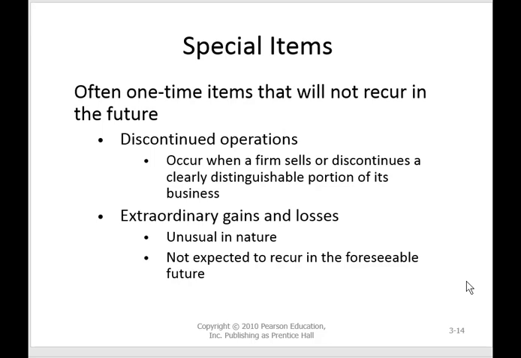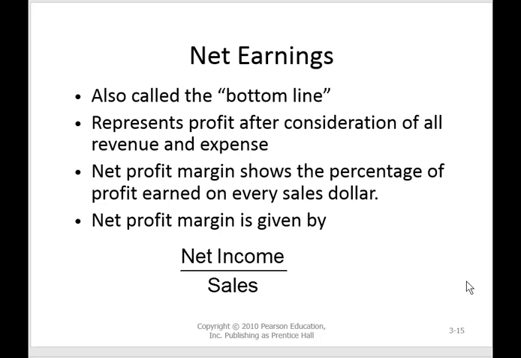We already mentioned things like special items, special line items, discontinued operations, and extraordinary gains and losses. Again, these don't happen very often, so we want to pull them out to show them separate from the ongoing concern of the business. Net earnings is that bottom line that we talked about.